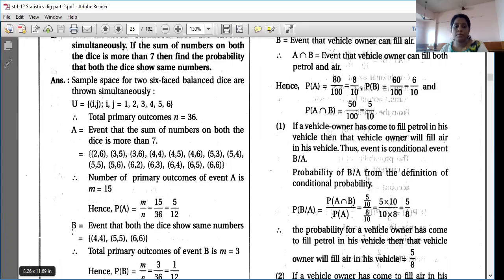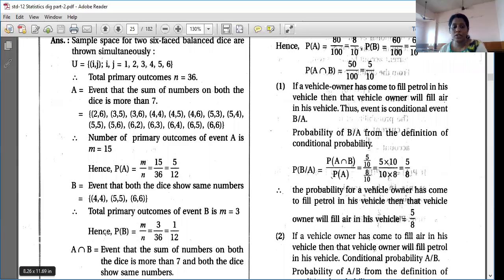Right. Now second is event B. B equals event that both the dice shows same number. That is, both the dice show same number and that also should be more than 7. So क्या होगा 4, 4, 5, 5 and 6, 6. Right, 3, 3 नहीं लेंगे because 3 plus 3 is 6. That is less than 7. Here one condition is already given that the sum of the numbers on both the dice is more than 7 under the condition that both the dice shows the same number. So event B लोगे तो भी हमको जो event A का जो condition है वो consider करते हुए हमको B find out करना है, right? So your total primary outcome for B is 3. So P of B is M upon N, that is 3 by 36, that is 1 by 12.